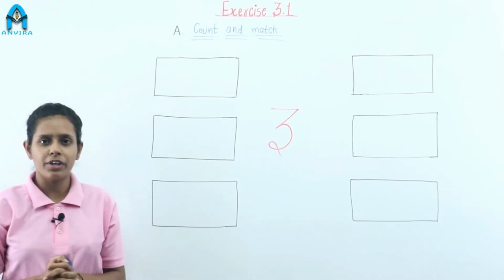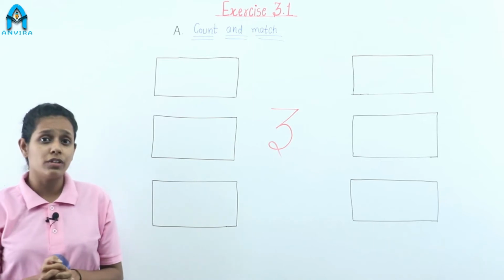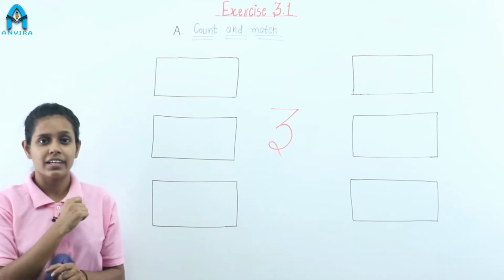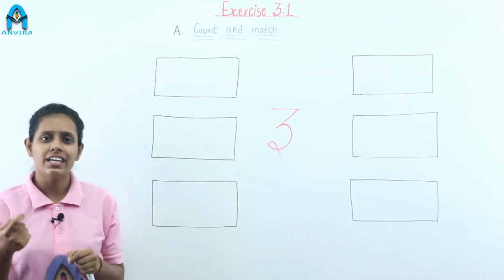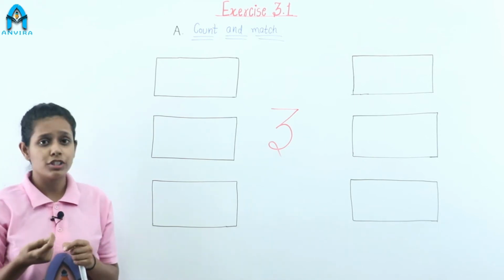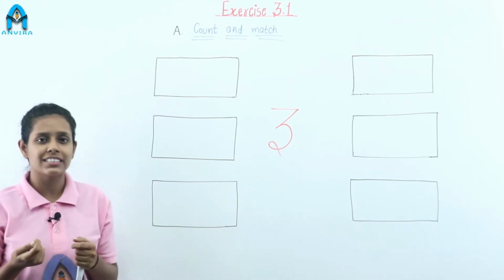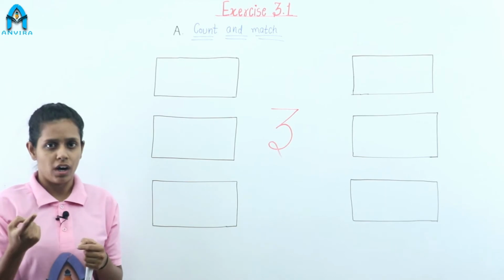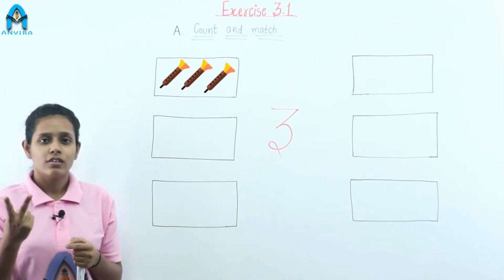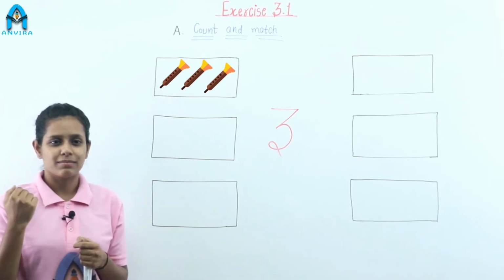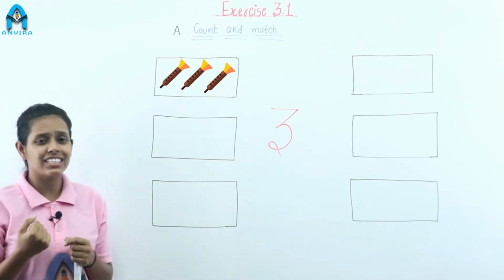Question number 3. What number do you find in this question? Number 3. Now let's count the objects. In the first picture, what objects? Sticks. How many sticks? Let's count. 1, 2, 3 sticks. Now, look at the next picture.